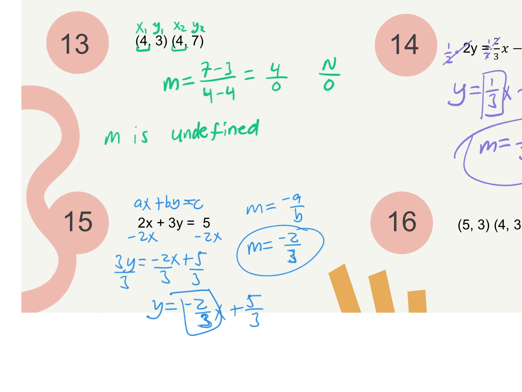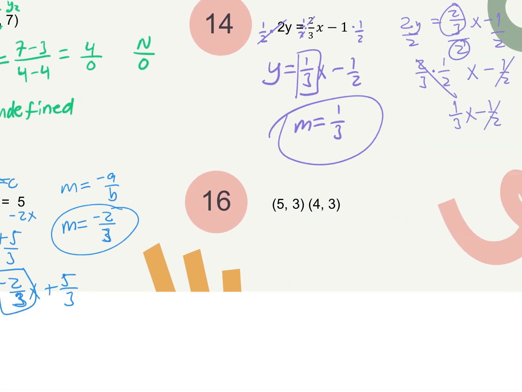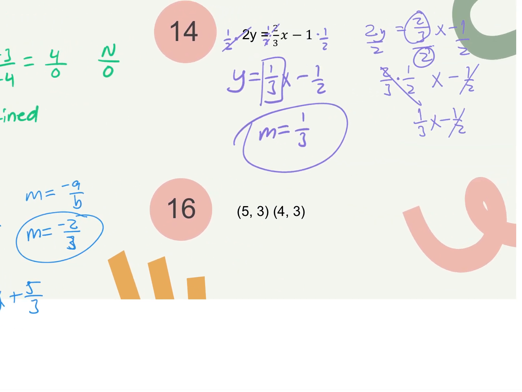All right, good. And then for number 16, it's another line where they give you 2 points. Actually, it doesn't even have to be a line. It's just 2 points, and you want to find the slope in between them. So we're going to label x1, y1. This is x2 and y2.